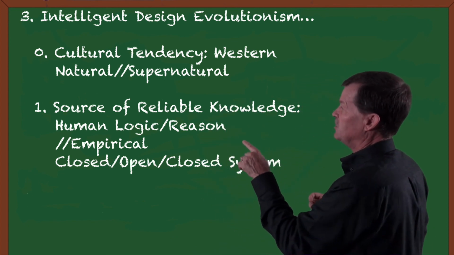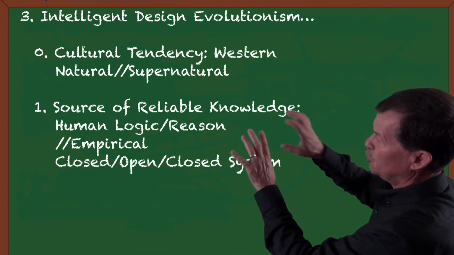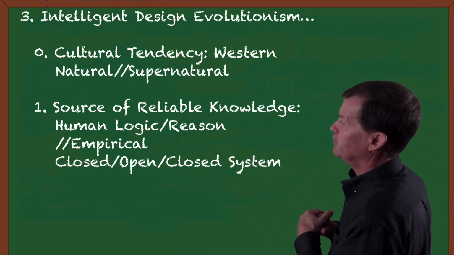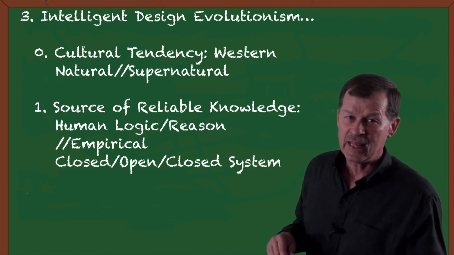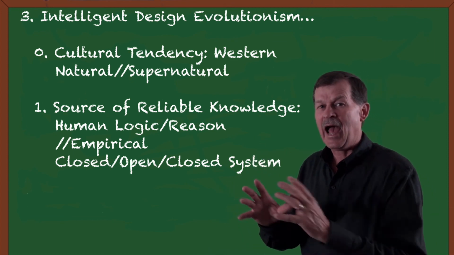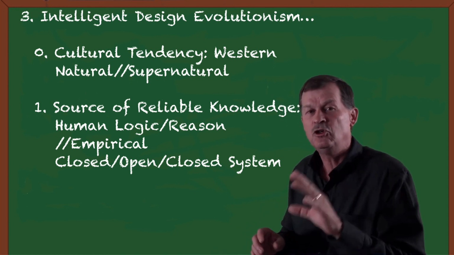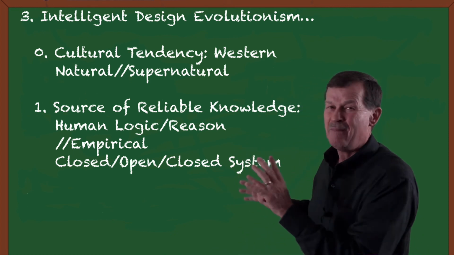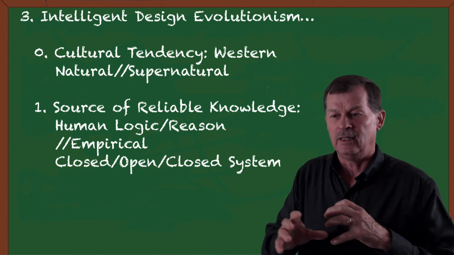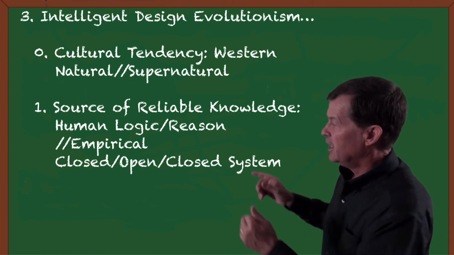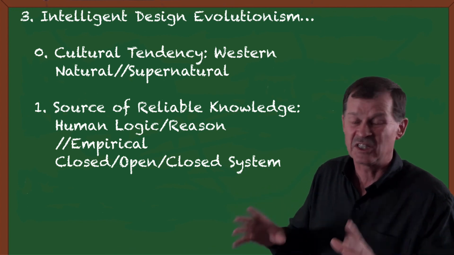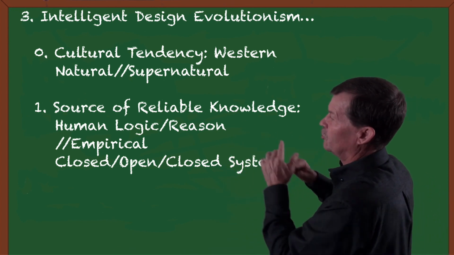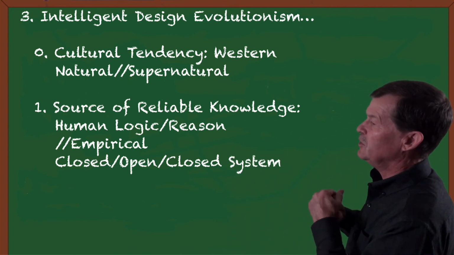So what we have is cultural tendency, natural, supernatural domains, source of reliable knowledge, human logic and reason, with empiricism added, with empiricism subject to it. And so they use a lot of mathematics, a lot of reasoning, a lot of logic, and that's applied to their system of proving design. And so that is their source of reliable knowledge, human reason and logic.